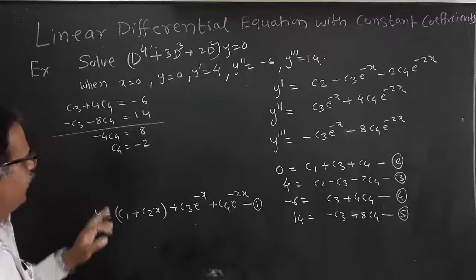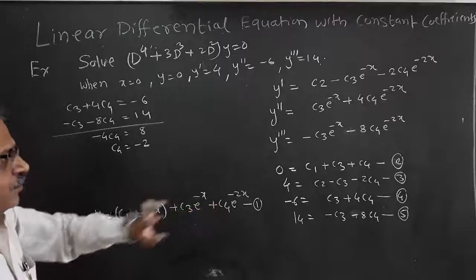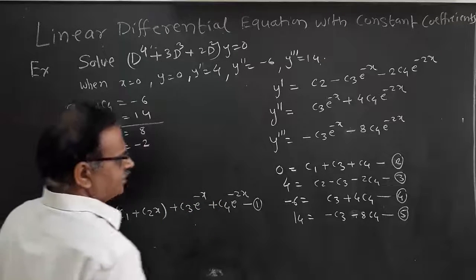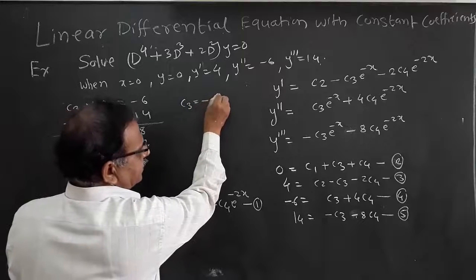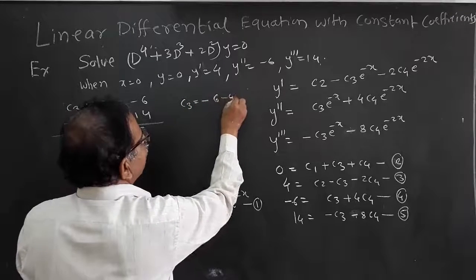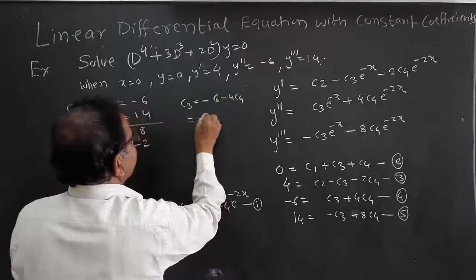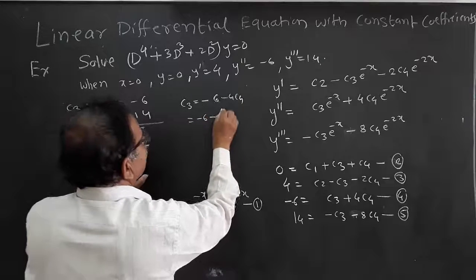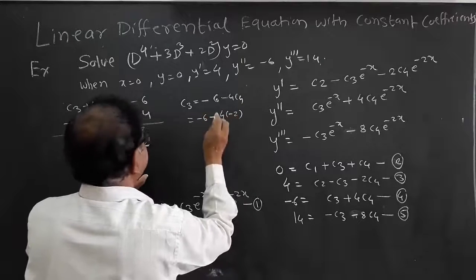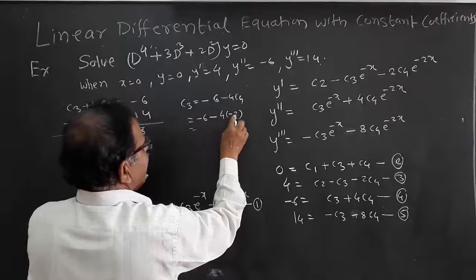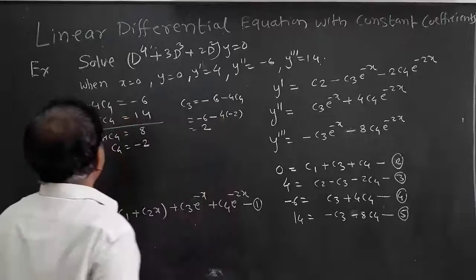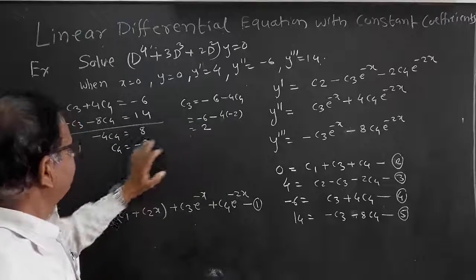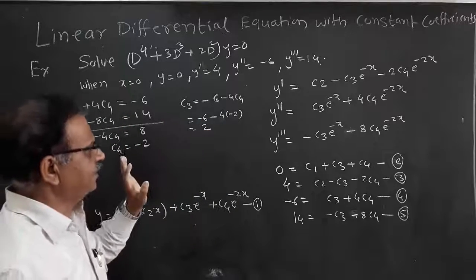If I put this value of c4 in any one equation, 4th or 5th, I can get c3. Therefore, c3 equal to minus 6 minus 4c4, that is equal to minus 6 minus 4 into minus 2. 4 into minus 2 gives plus 8, and 8 minus 6 is plus 2. Therefore, c3 equal to 2, c4 equal to minus 2.